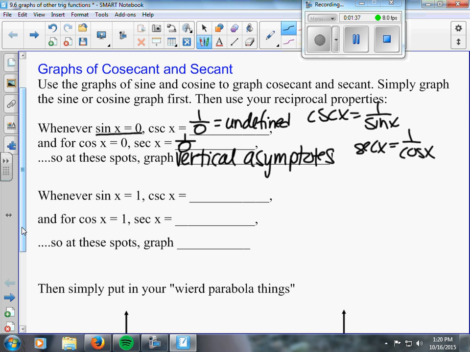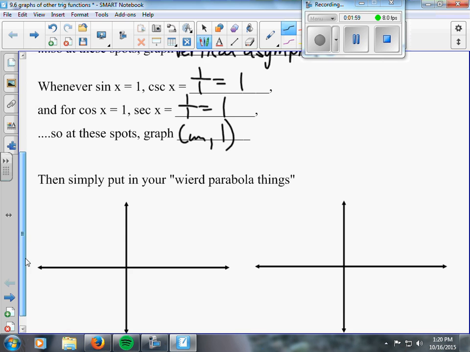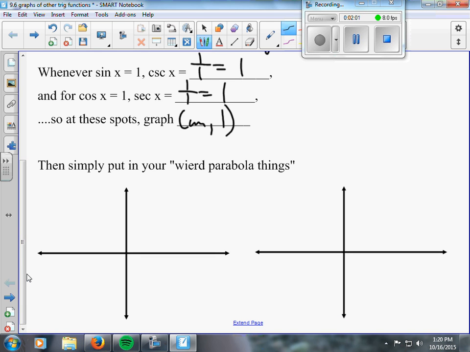Then the next thing that we're going to do after we put in our asymptotes is take advantage of the nice points. Whenever sine is 1, then cosecant is 1 over 1, which is 1. Same thing for secant when cosine is 1. At these spots, we're going to have some x value, but the y coordinate is 1, and these are our really nice points. And then after that, we're going to put in those weird parabola things. I know you all have graphed these before, so you know what I'm referring to.